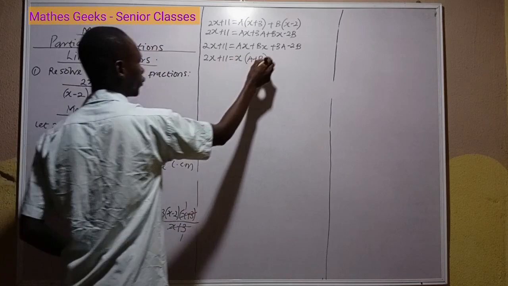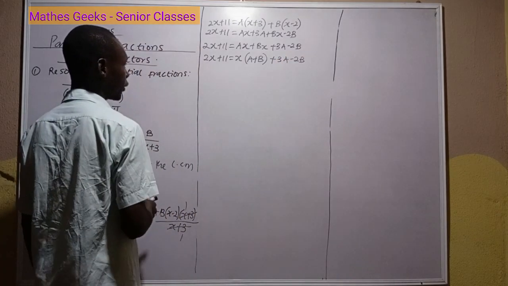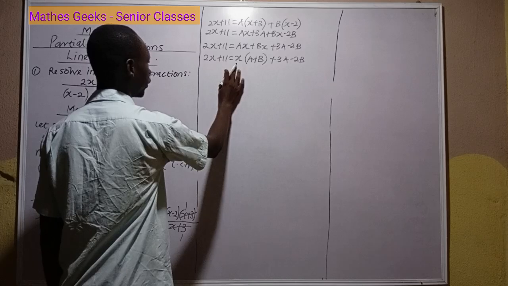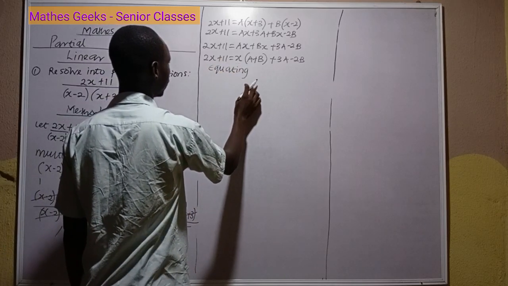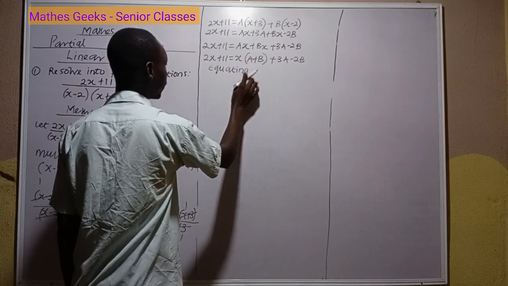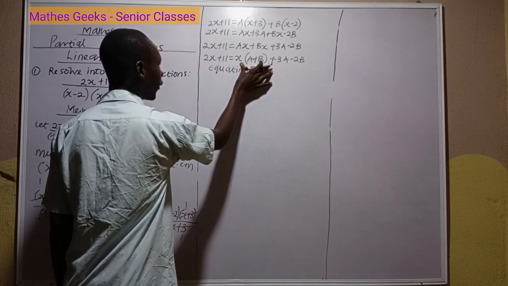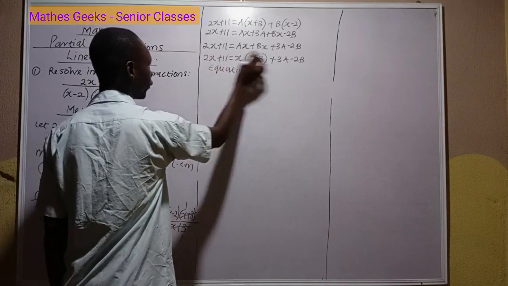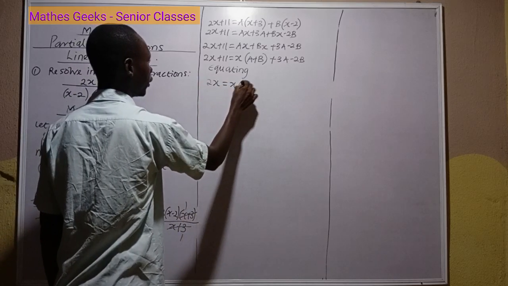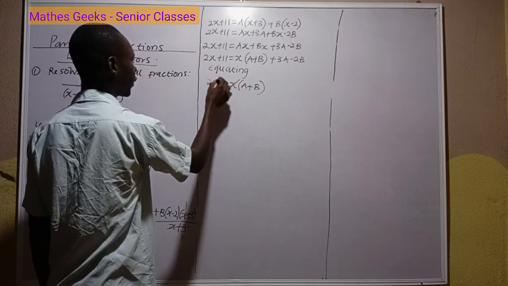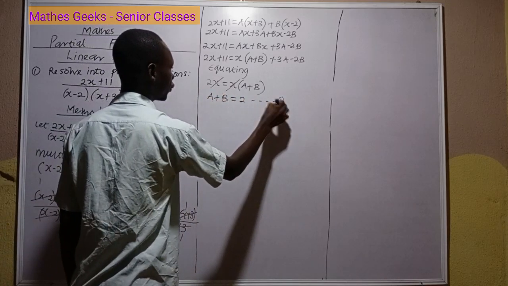We factor the x out, a plus 2a minus 2b. Now, we can see that if we equate coefficients, simply by equating, this part of our expression will equate with this part, and this part will equate with this part. So we're going to have 2x equals x times (a plus b). This x will cancel this x, so a plus b is equal to 2. We call this equation 1.